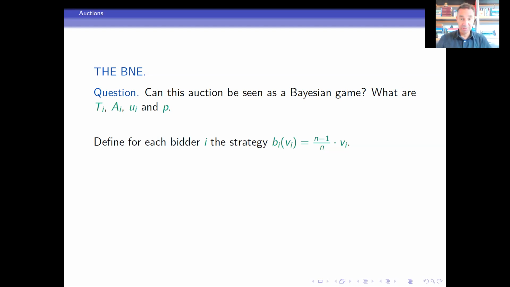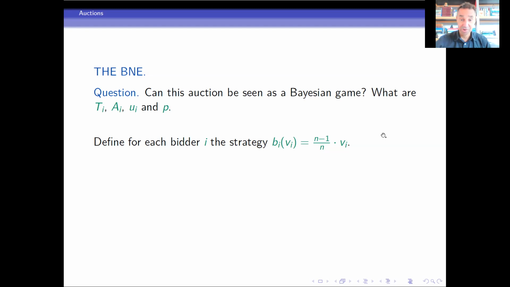And how do we do that? Well, we're going to look at this particular bid strategy where the bid for agent I, if his valuation is VI, is equal to (n-1)/n times VI. So you bid a fraction of your valuation. If there are 2 bidders, so if n is 2, then you bid 50% of your valuation, and then (n-1)/n is a half. If there are 3 bidders, you bid 2/3 of your valuation, etc. If there are 4, you bid 3/4, and so on.